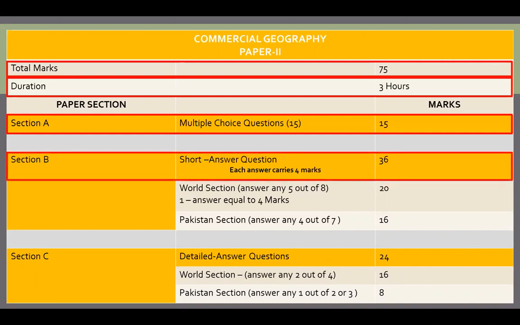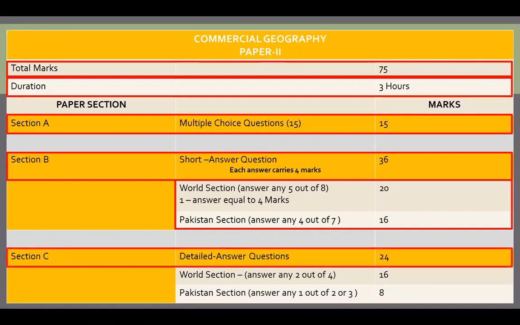Then we have section B. Section B is the short answer question section, and it carries 36 marks. Each answer carries 4 marks. In that section, the world section and Pakistan section again are segregated, and one answer equals 4 marks. In the world section, a student has to attempt 5 out of 8 questions, and it carries 20 marks, while in the Pakistan section, answer any 4 out of 7 questions, and it carries 16 marks. The total of that 20 and 16 is 36 marks of section B, which is very important, very easy. A student can get lots of marks from section 1 and section 2 because they are pinpoint, straightforward answers.